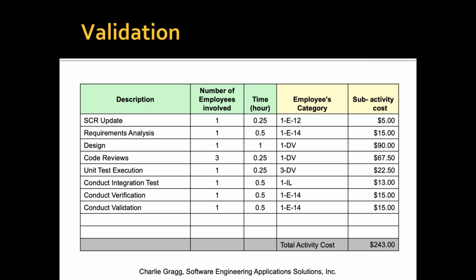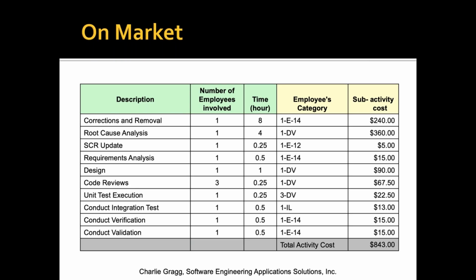Now, that may seem big, but if it's not found until we're on market, we've added corrections and removals and root cause analysis. We're now up to $843 for this initial requirements change that if it was found in the requirements analysis phase would have been $20. So compare this $843 to $0 if the requirements didn't have to be changed in the first place. Let me say that again. $843 is just the cost associated with non-compliance activities of one requirement change when the product is on market. And it's a total cost. It's not a benefit at all. The initial compliance would only have been $238.